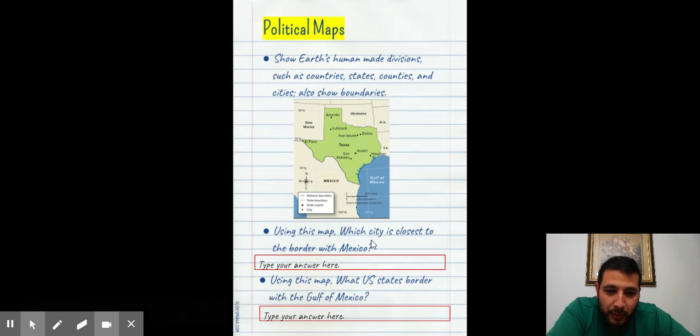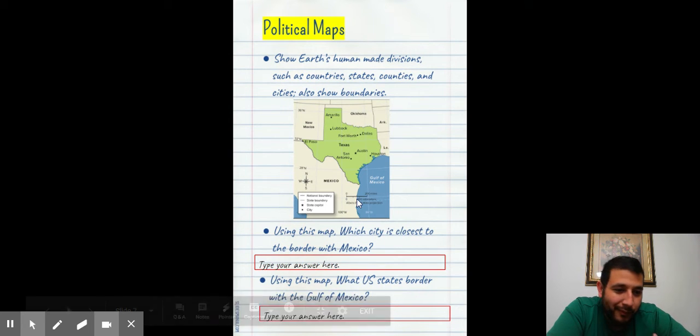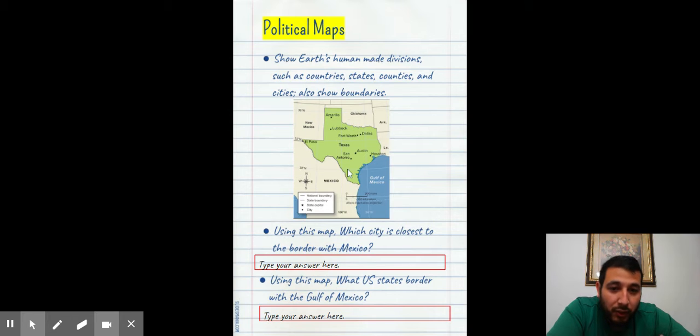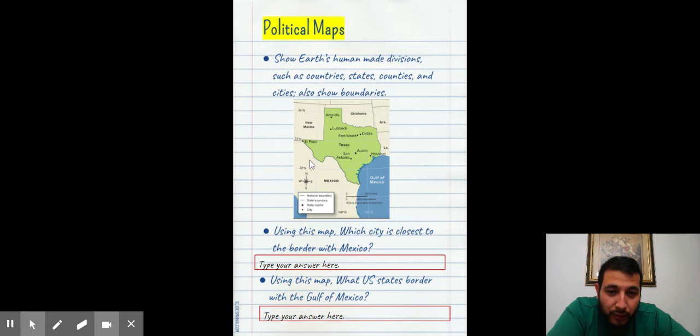So using the map, which city is closest to the border with Mexico? And you will see which one is closer using the map and the cities in Texas. So I'm just gonna pretend that Brownsville is here. If it was Brownsville and then there were two or three more, then you'd have a conflict because they're both the same. But let's say I don't have the actual answer, then I will put Brownsville because it's really close to the border with Mexico.